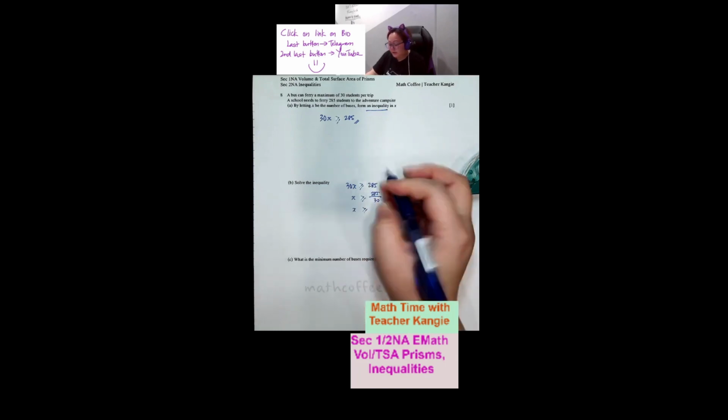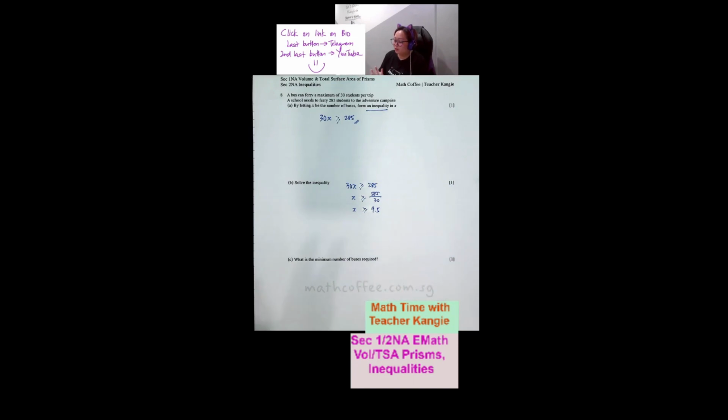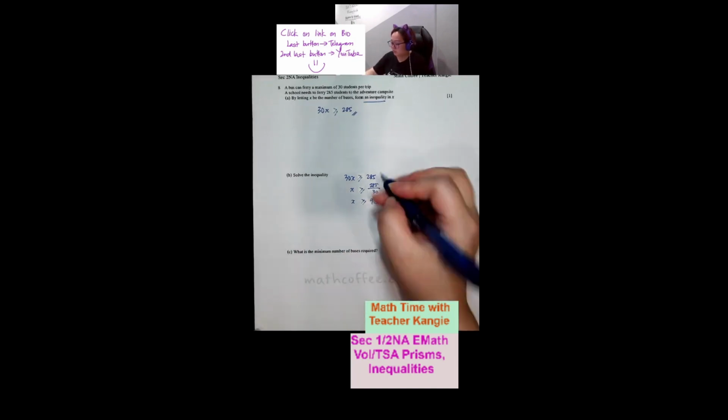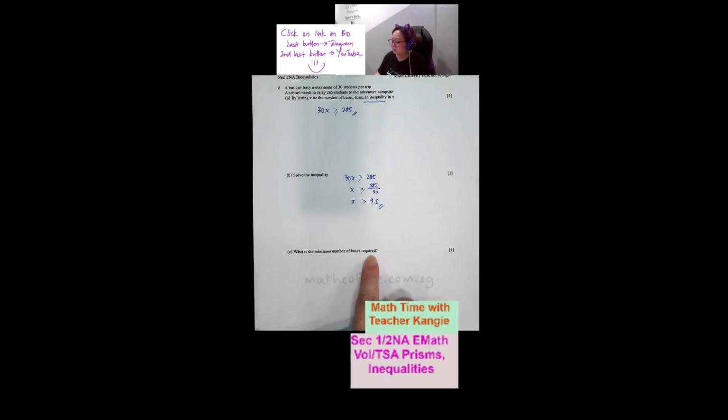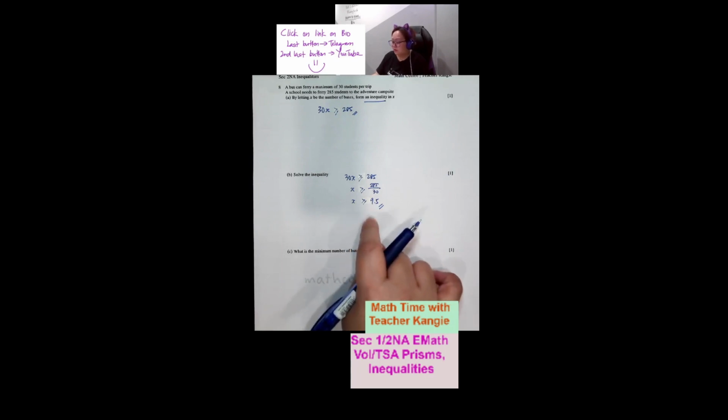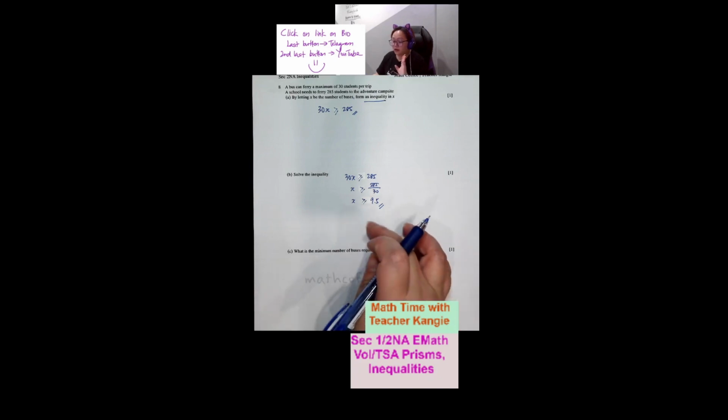So we have 9.5. By looking at here, we say that x, which is the number of buses, has to be more than or equal to 9.5. Okay, but there's no such thing as 9.5 buses. So what is the minimum number of buses that is required? Tell me what is the number of buses that is required. Go and think, if I go and tell the person, hey, I want to hire 9.5 buses, there's no 9.5 bus.